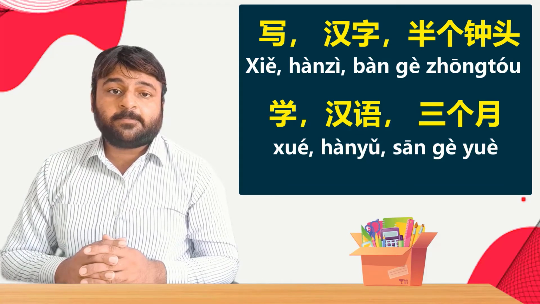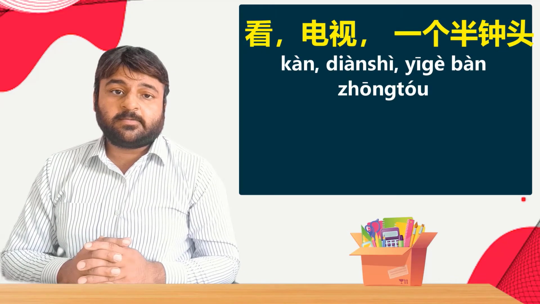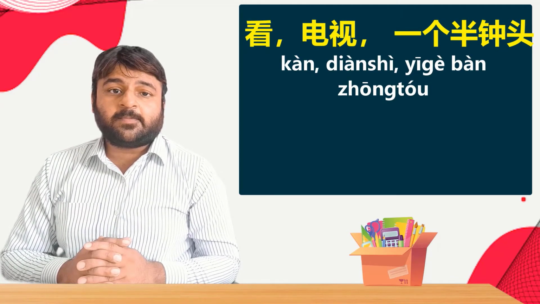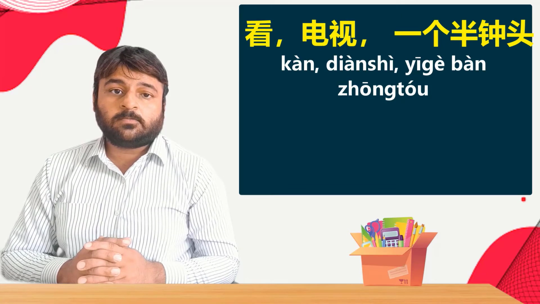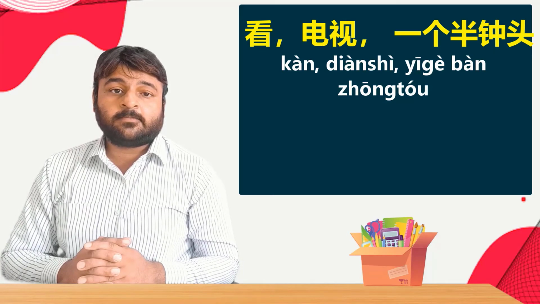3个月. Moving on to the next set of 3 words to make replacement. 看, to see. 电视, television. 一个半钟头, 1.5 hours. How long did you watch television? I watched television for 1.5 hours.